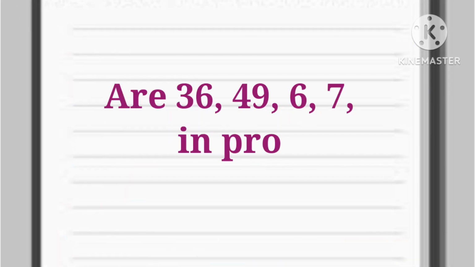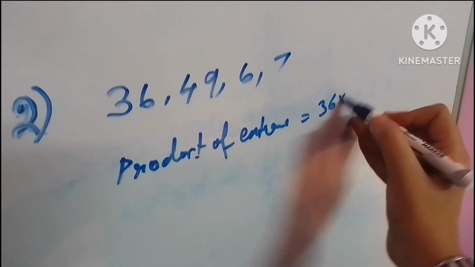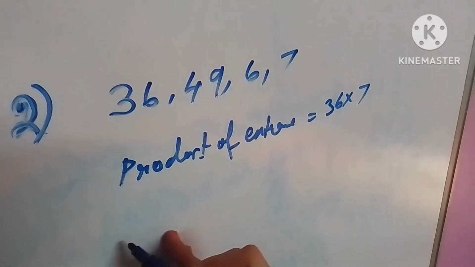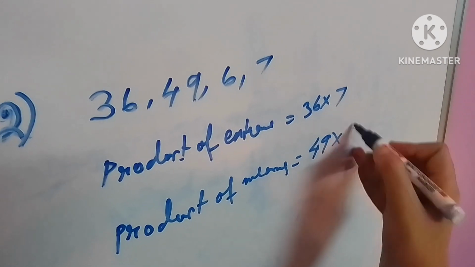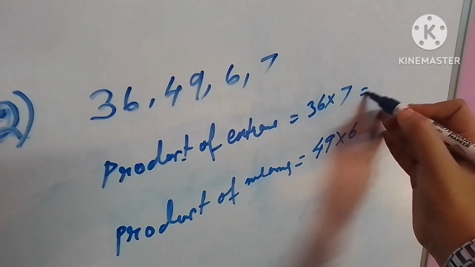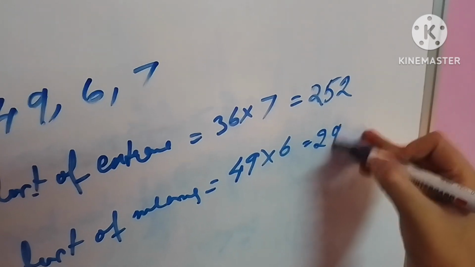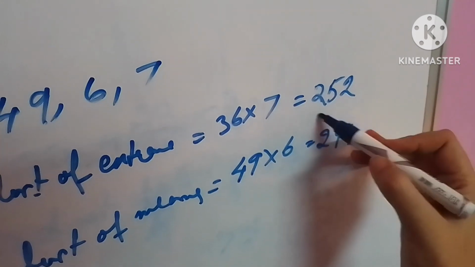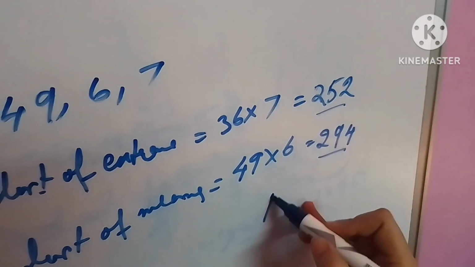Let's check out another example. Are 36, 49, 6 and 7 in proportion or not? Here again we are applying the proportion formula. You can see that the product of extreme terms and the product of mean terms are different here. So if they are different, these numbers are not in proportion.